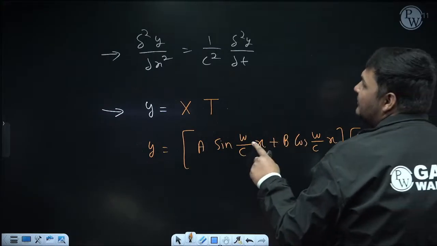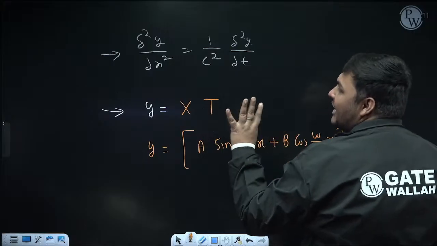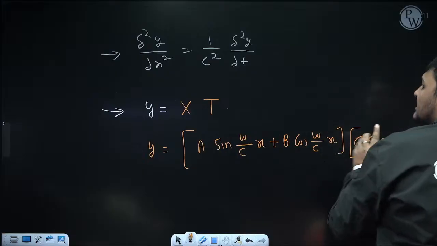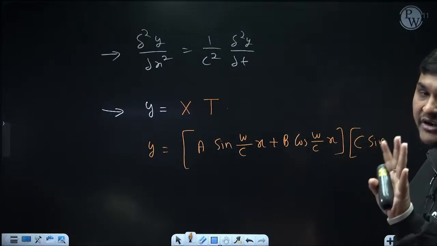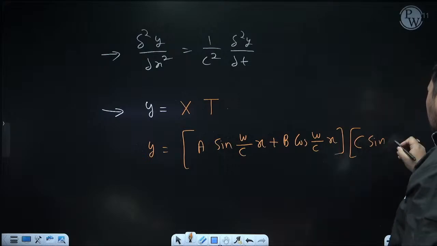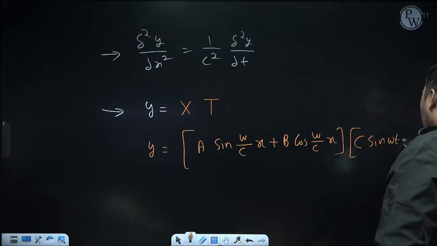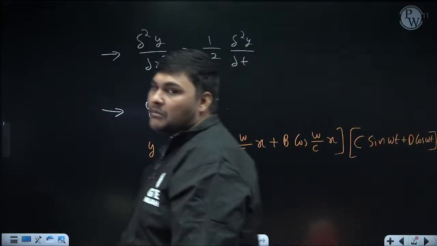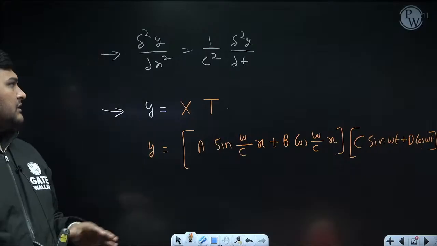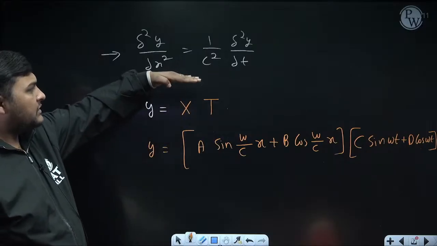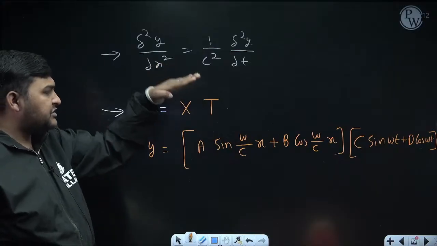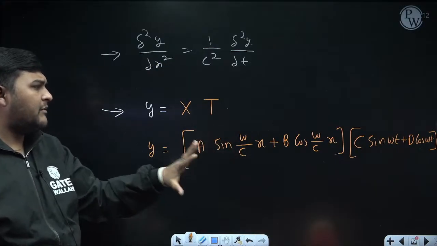See, if you are solving a differential equation, here 4 arbitrary constants will come. So here A, B, C, D are arbitrary constants. They will depend upon the boundary conditions. C sin ωt + D cos ωt. Okay, this you have to remember. So this is the 1D wave equation, and for transverse vibration of a string, this is the solution. If you read it one time, you will understand.